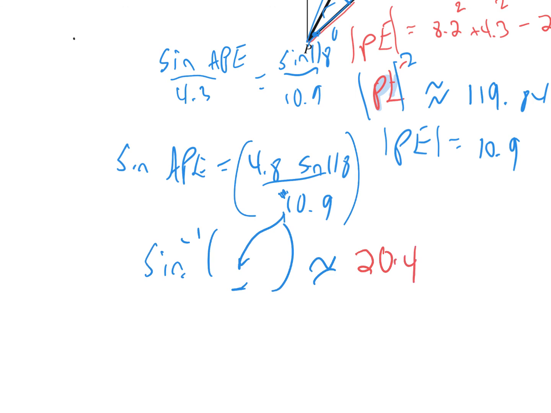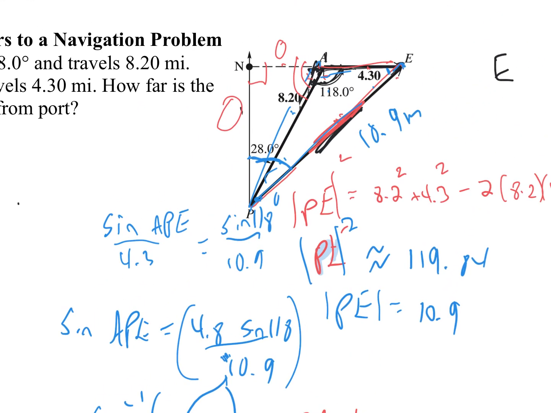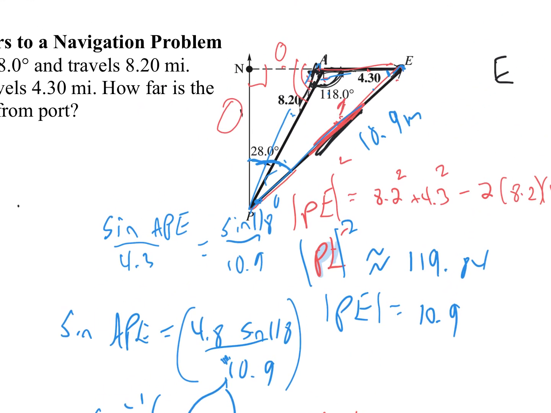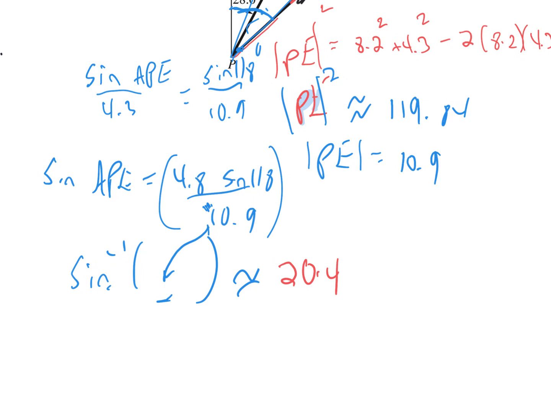Approximately 20.4, and I'm going to use one decimal only because he used 118.0. When he says 0.0, that implies one decimal of precision. So 20.4 degrees would be my bearing.